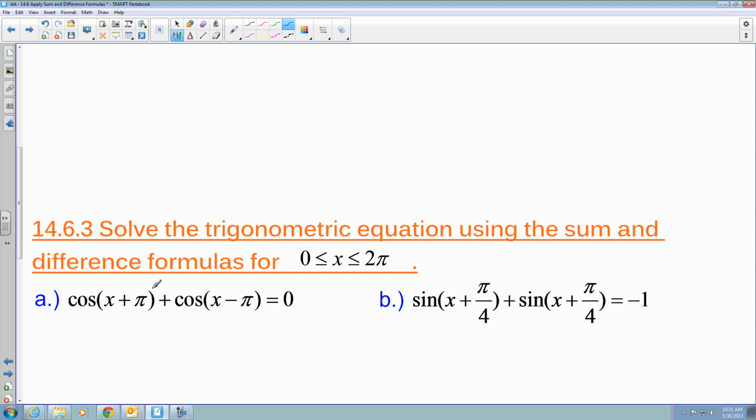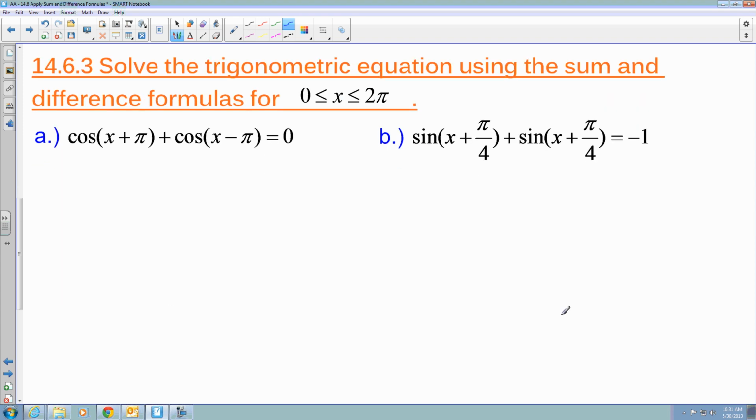Last thing in this section deals with solving trig equations. And for this case, our parameters are between 0 and 2 pi. So for A, I have the cosine of x plus pi plus the cosine of x minus pi. Again, I like to use degrees, so I'm going to go cosine of x plus 180 plus cosine of x minus 180 equals 0. So now I get to use the sum and difference formula for cosine 2 times.